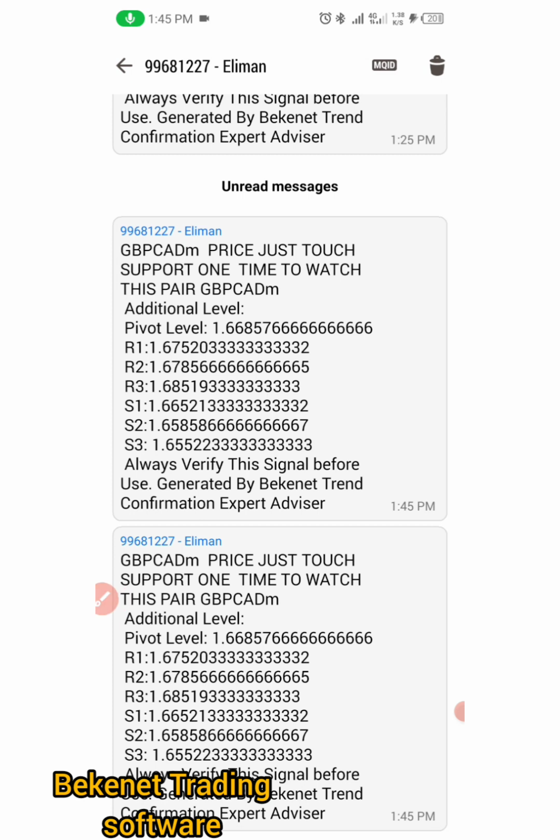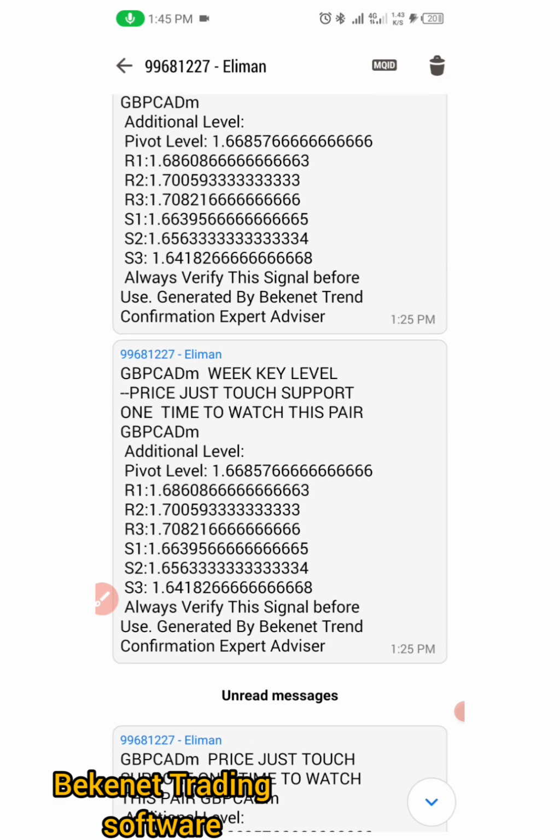It's a GBP card, which is the current pair I'm trading. It's telling me that price has touched support one, but I've already taken my action. I'm using this key level, the weekly key level that price has touched. Price has touched support one, which is this place. It's time for me to take action.